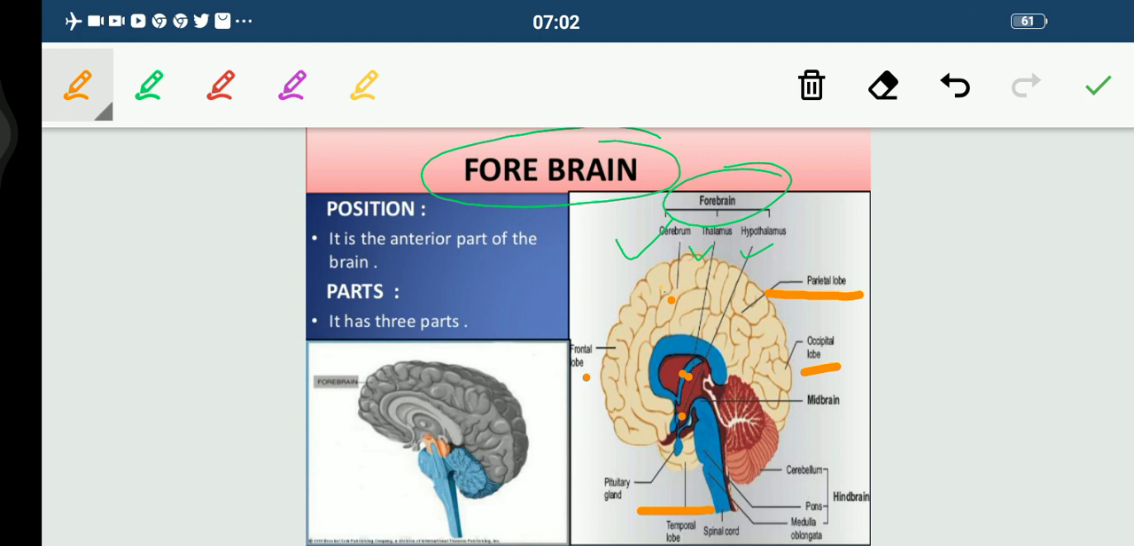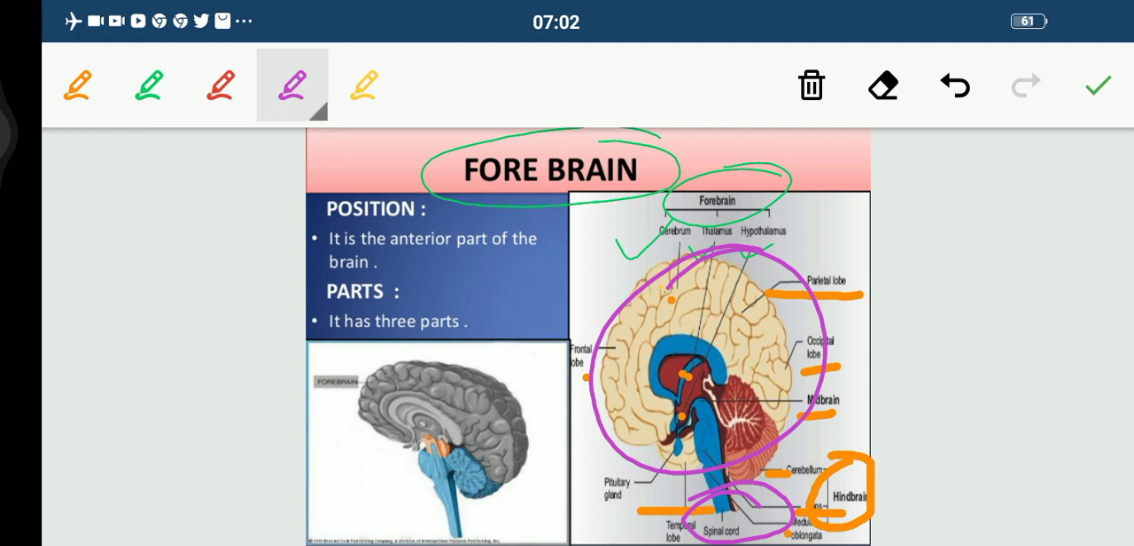Now this one is the midbrain. This one is the cerebellum, pons and medulla. They constitute the hindbrain here, you can see. And the last part you can see is the spinal cord, very important. So the brain and the spinal cord constitute the central nervous system. Fine students.